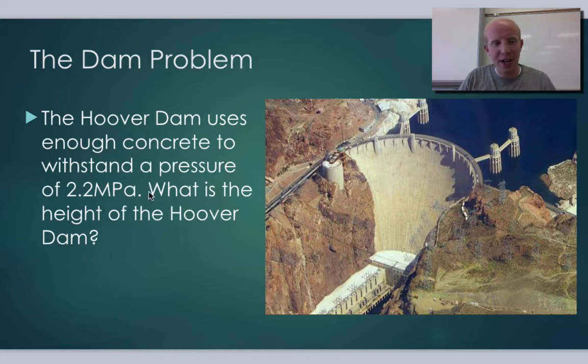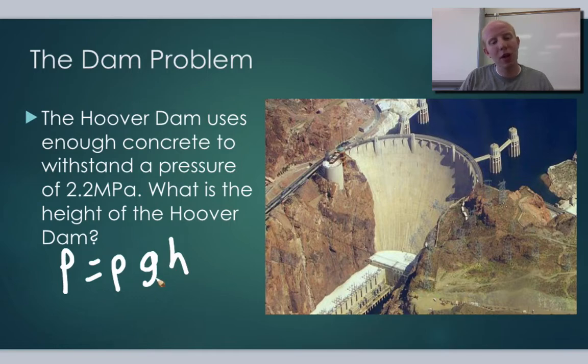So this is what I call the dam problem. The Hoover Dam uses concrete to withstand a pressure of 2.2 megapascals. What is the height of the Hoover Dam? So you can figure out the height based on the pressure that it has to be able to withstand. So in this case, we use this same equation, pressure equals rho g h, but we can solve for the depth or the height. So we can divide by rho and g and get that the height is the pressure over rho g.